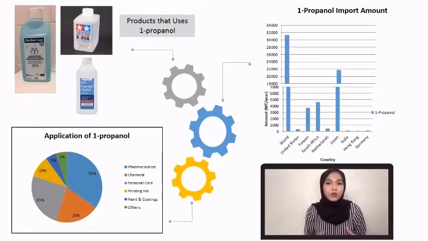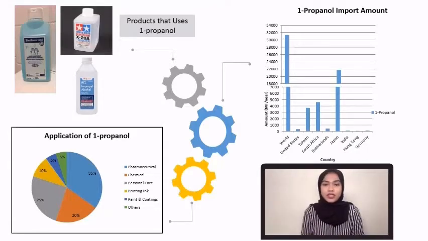Propanol is widely used in the industries as a solvent to produce products such as hand sanitizer, thinner, and antiseptic. The chemical formula for 1-propanol is C3H8NO. The application of 1-propanol includes pharmaceutical, chemicals, personal care, and others.